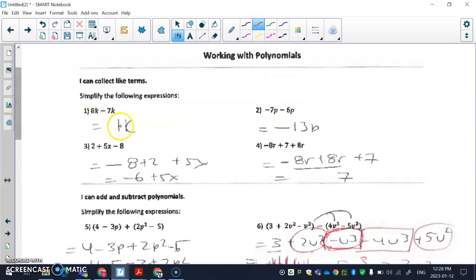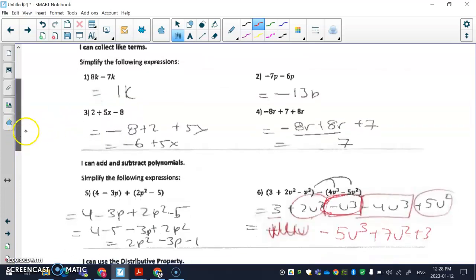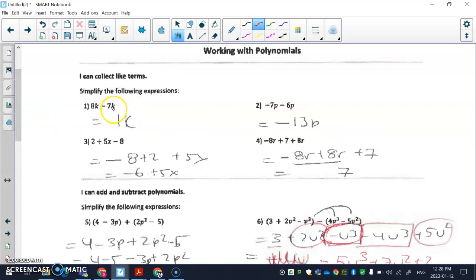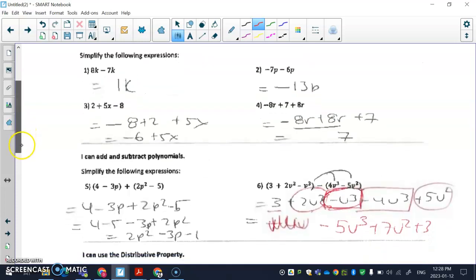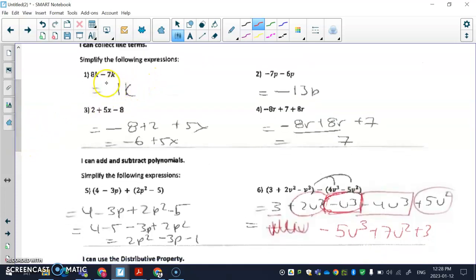Collecting like terms. You have 8K, you have 7K, or subtract 7K, and you end up with 1K there. So you just don't touch the variables. Just see how the coefficients play out. So here I have -7, -6. So I always think of temperature, always. I probably said that before to you guys. -7 out, it goes down 6 degrees. You're at -13 degrees, -13 P.